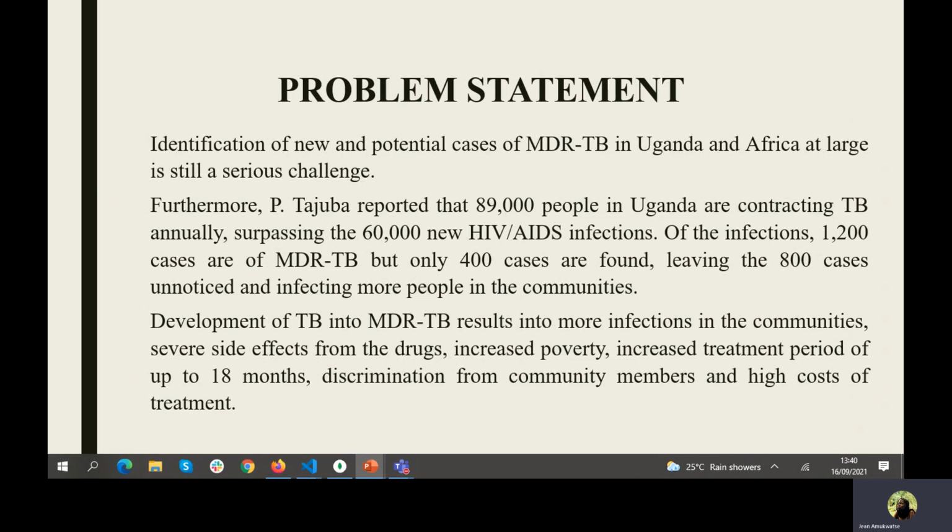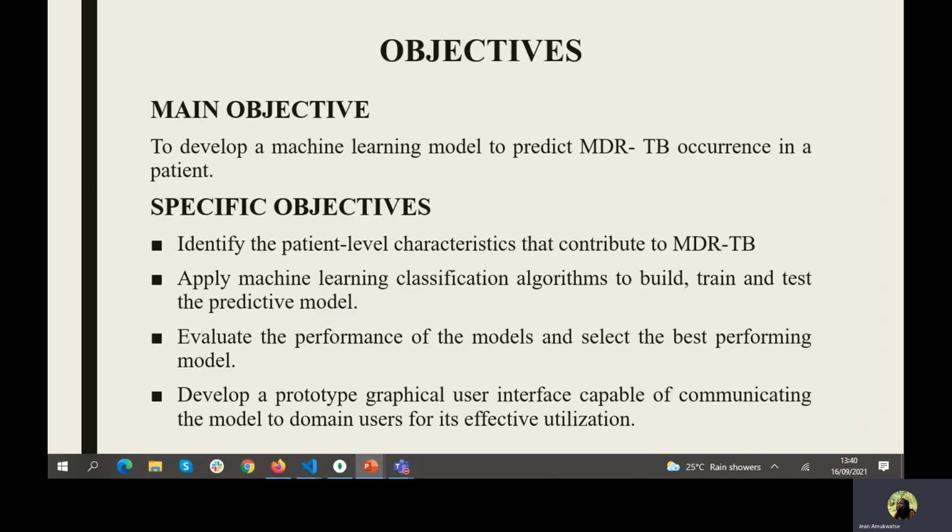Then also there is an increased treatment period of up to even 18 months when someone is resistant against isoniazid and rifampicin, but the doctors are not in the know. Someone can receive treatment for up to 8 months and there is no change, there is no cure, there is no positive feedback, yet they are a TB case. So our main objective is to develop a machine learning model to predict MDR TB occurrence in a patient.